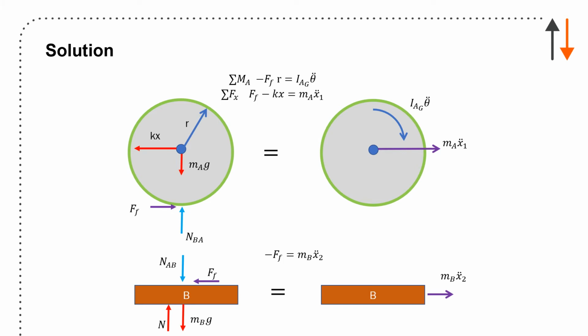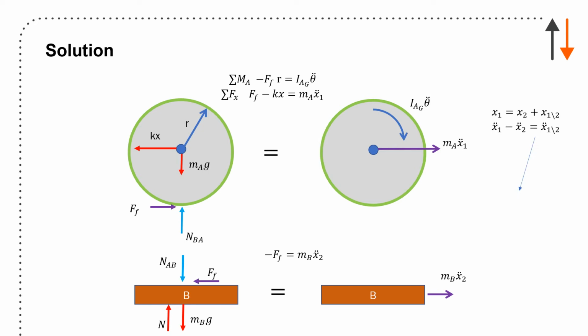Summing moments about A, here it's only going to be about its center of mass. So it's just going to be force of friction times R, and it's equal to I_AG theta double dot. I just decided to make clockwise positive. Force of friction minus Kx equals M_A x double dot. And then here I have minus F equals M_B x double dot.